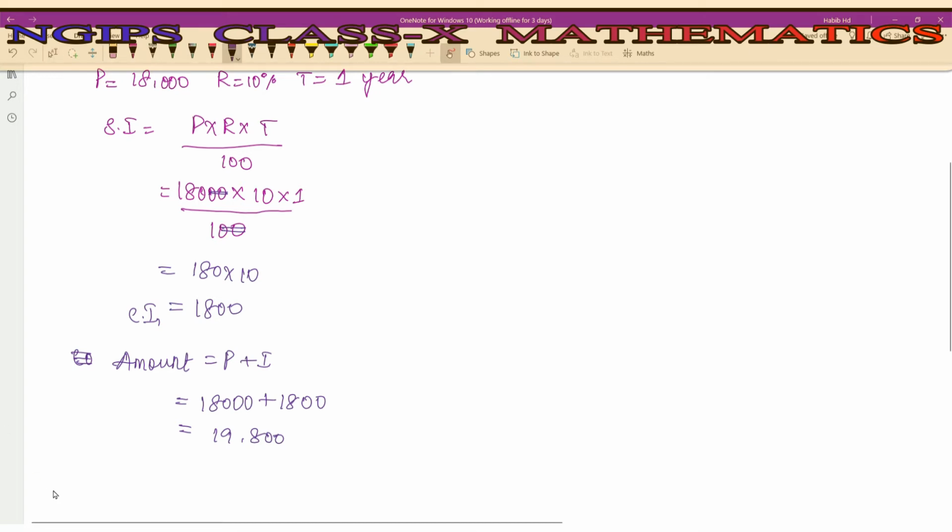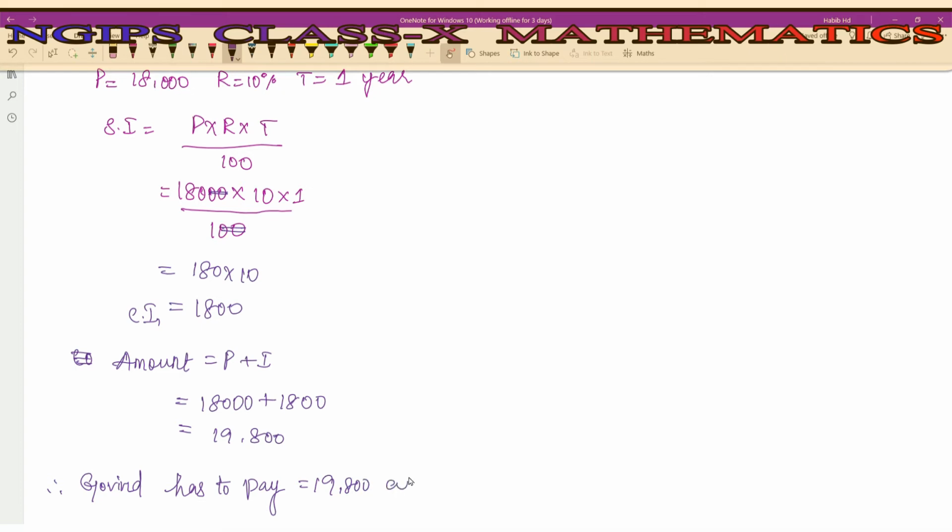So this is the amount at the end of the year what Govind has to pay. So I have to write, therefore Govind has to pay 19,800 at the end of the year. Next we need to calculate for the compound interest.